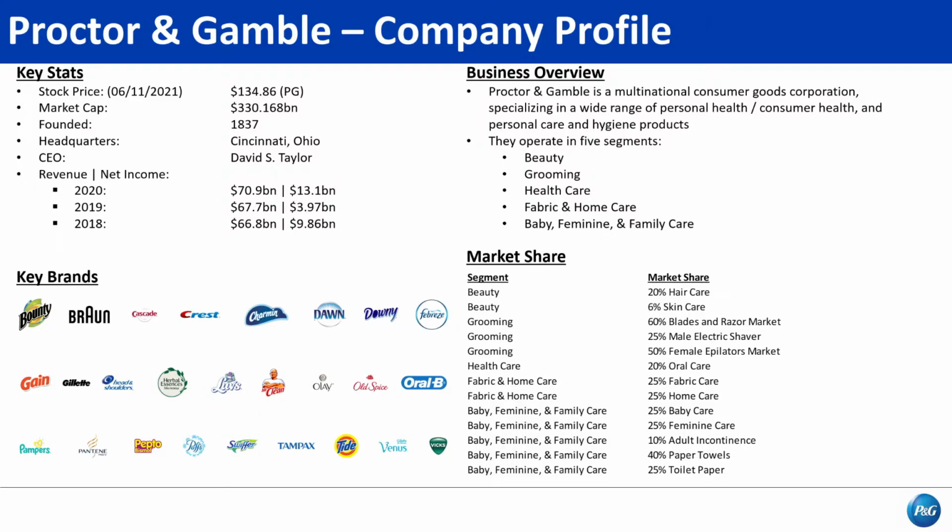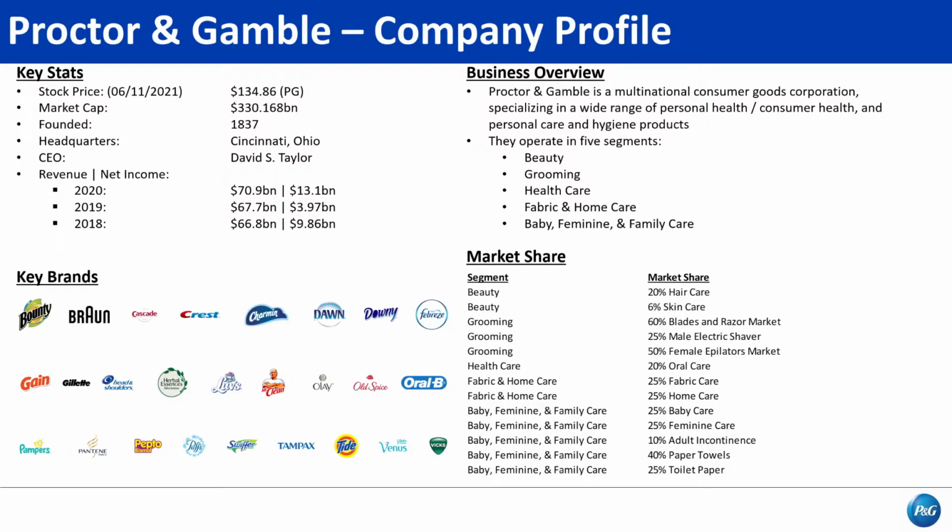Something to note is for their financials, they report out in 5 segments. They have beauty, grooming, healthcare, fabric and home care, and then baby, feminine, and family care. So, pretty interesting stuff there, and a lot of these brands will translate over into those.